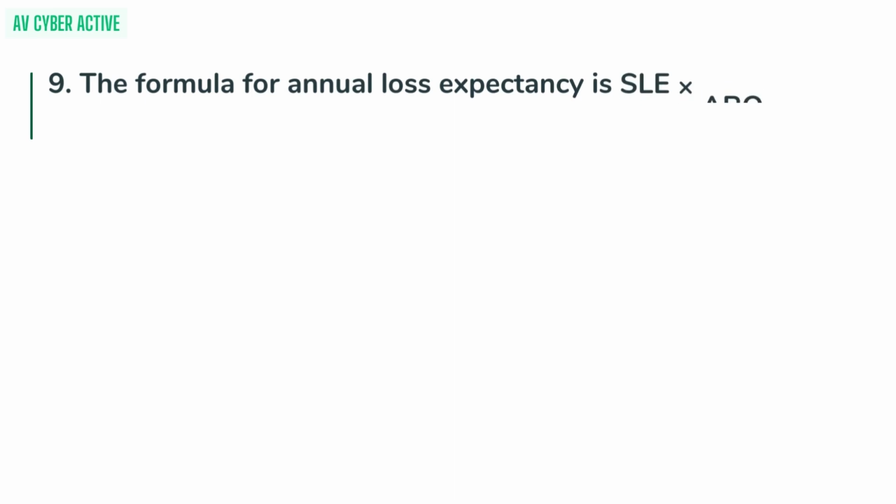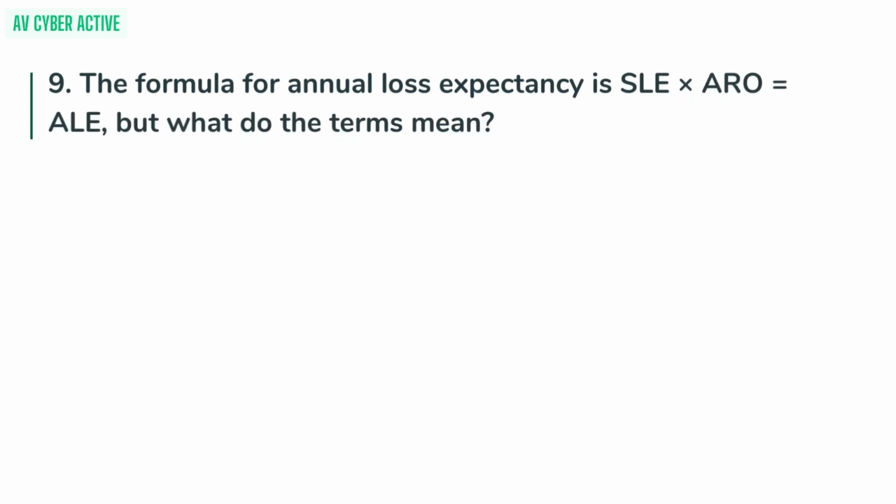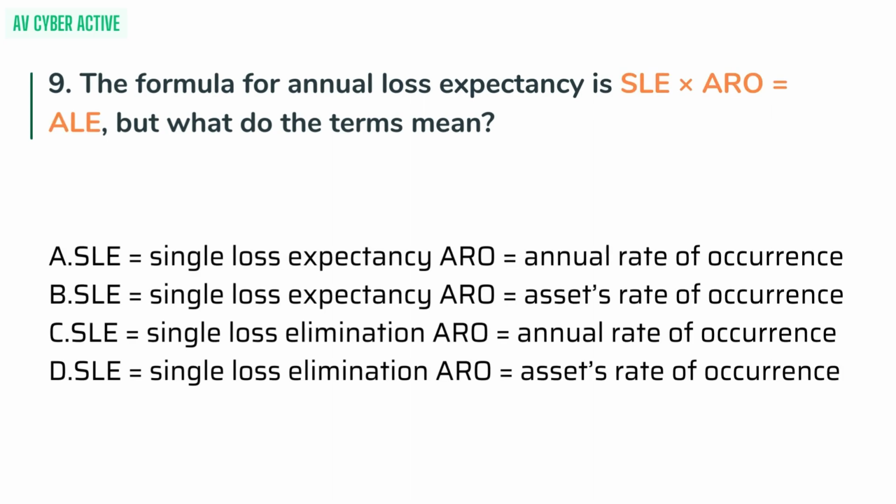9. The formula for annual loss expectancy is SLE times ARO equals ALE, but what do the terms mean? A. SLE equals single loss expectancy, ARO equals annual rate of occurrence. B. SLE equals single loss expectancy, ARO equals asset rate of occurrence. C. SLE equals single loss elimination, ARO equals annual rate of occurrence. D. SLE equals single loss elimination, ARO equals asset rate of occurrence.